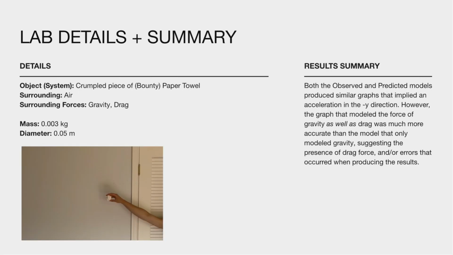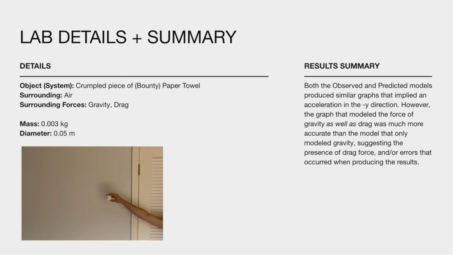For this experiment, I chose to use a crumpled piece of paper towel as my object, also known as my system. For the surrounding, this includes the forces of gravity and drag. Some important measurements to make note of include the mass of the ball of paper towel and the diameter, which I used later to calibrate Tracker and input into the GlowScript code.